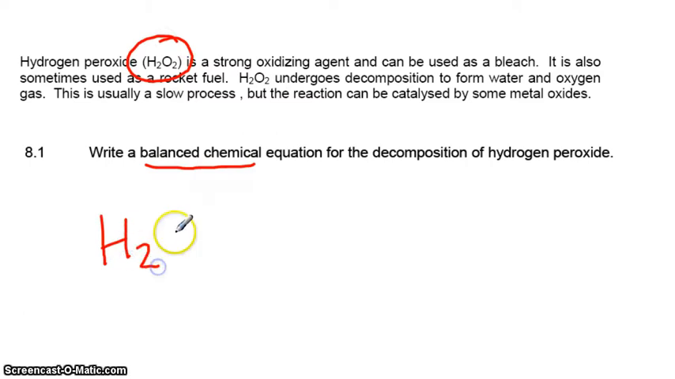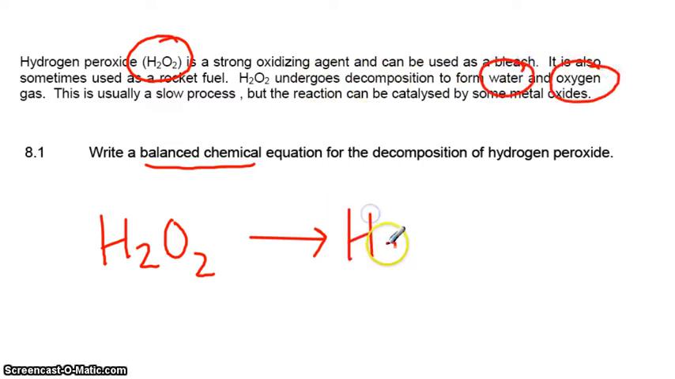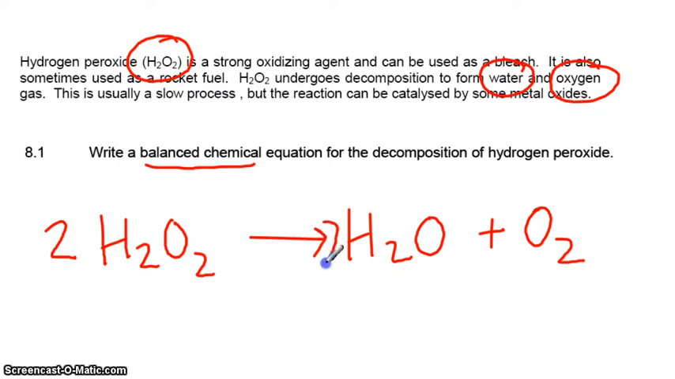Hydrogen peroxide has the formula H2O2, and that decomposes, and the question tells us that it decomposes to form water and oxygen. Water is H2O, and you need to remember that oxygen is a diatomic molecule, O2. Let's check balancing. 2 oxygens on the left, 1 and 2 more, 3 on the right, so that's not balanced, so we need a 2 there and a 2 there.